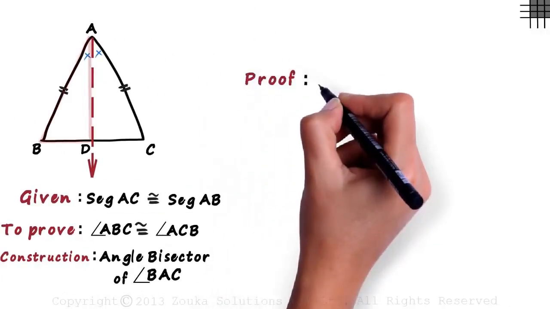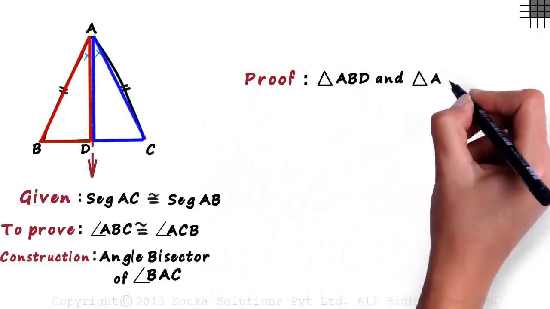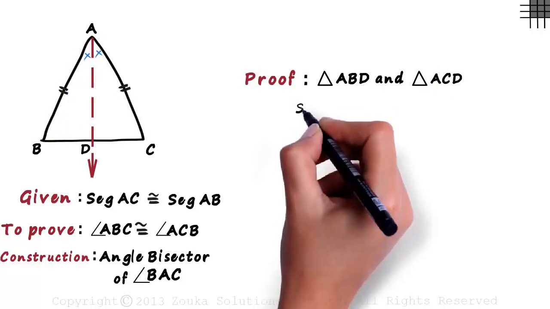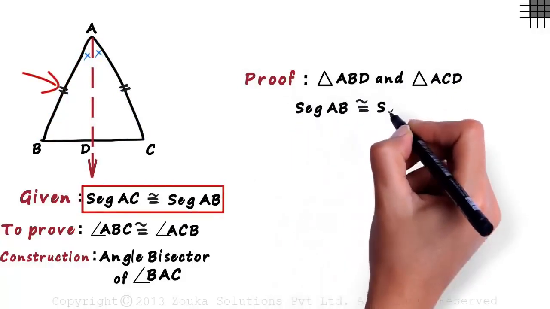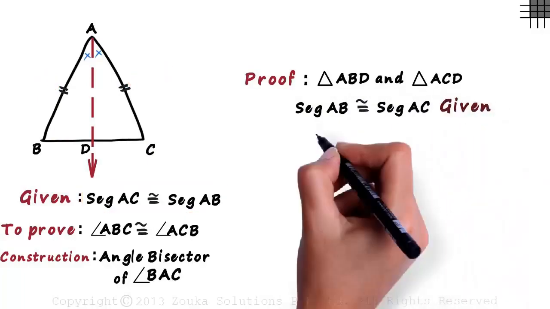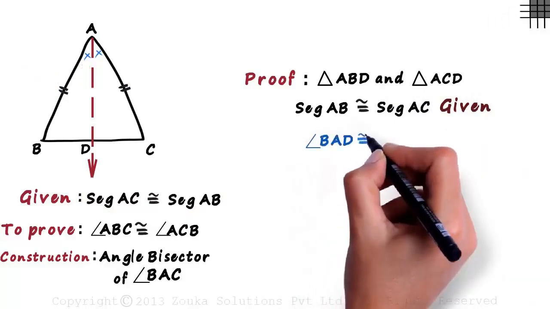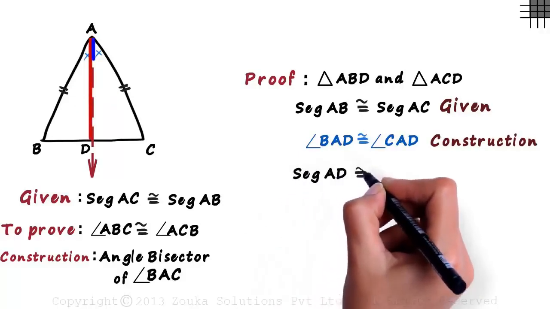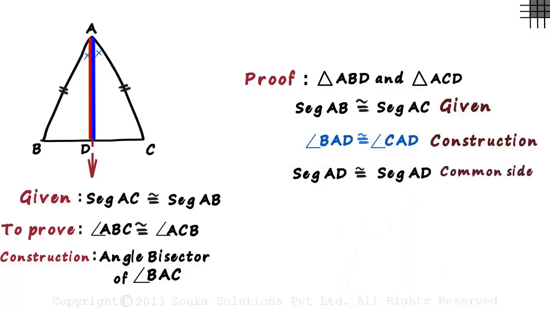We have to look at triangle ABD and triangle ACD. Have we been given any data about the two triangles? Yes, we have been given that segment AB is congruent to segment AC. Based on our construction, we can also say that angle BAD is congruent to angle CAD. Now this is interesting. We can see that this side is common to both the triangles. We can say that segment AD is congruent to segment AD since it is the common side.